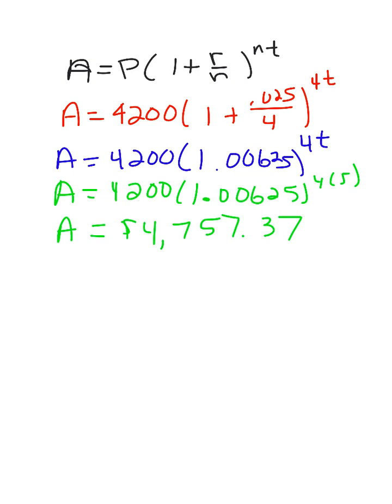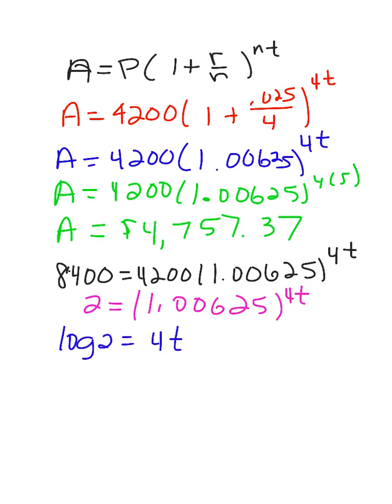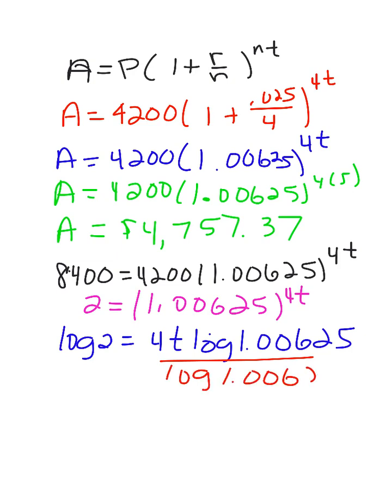All right, the next thing we want to do is find out how long it will take for Patty's money to double. So we want her ending amount to be 8,400 equals 4,200 times 1.00625 raised to the 4t power. I'm looking for t. So divide both sides by 4,200. We get 2 equals 1.00625 to the 4t power. And now I'm going to log both sides. So it's log 2 equals 4t times log 1.00625. Divide both sides by log 1.00625.